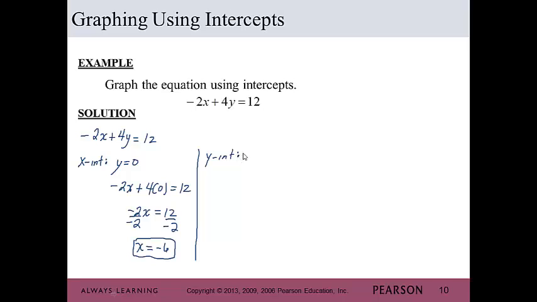Then the y-intercept, you're going to do the opposite. So you're going to set x equal to 0. And then you're going to solve for y. This is gone, so now we have 4y equals 12. Divide by 4 on both sides, and you get y is 3. So the y-intercept is 3. The x-intercept is negative 6. And then let's graph it.